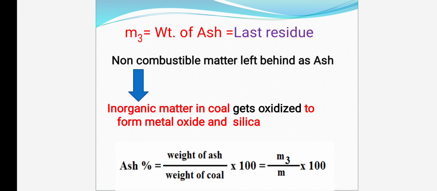Now what is the formula to find percent ash? Dear students, as I said, the last residue, ash itself, is m3. So the formula is m3 divided by m multiplied by 100. By using this formula you can find percent ash.